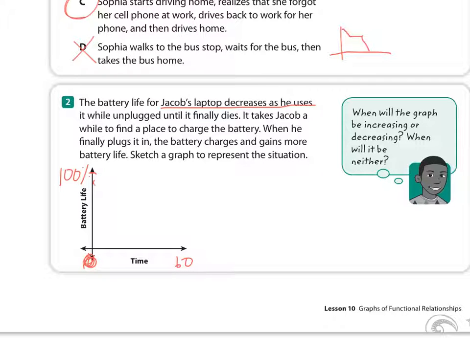This is our distance from home, and it's increasing here. Right? And now, when we're on the train, this is all the battery life running out of it. It takes him a while to find a place to charge the battery. So in other words, it's not like it charges immediately, right?